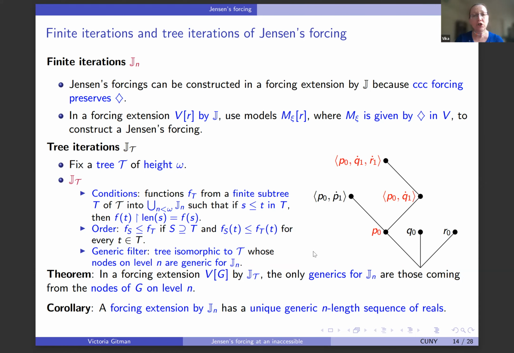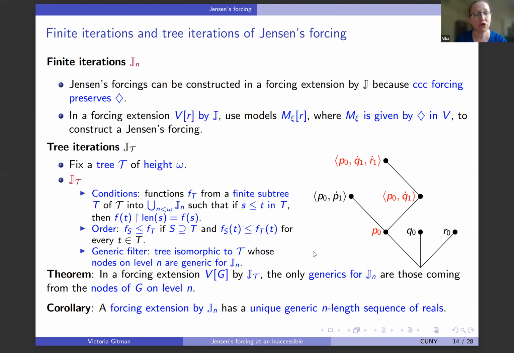But in order to achieve the uniqueness property, you have to be, at least I don't know if it will work otherwise, the way that you do it is you have to be careful about the kind of diamond sequence that you use, meaning the kind of models that you use. So the way that you build the Jensen forcing in the extension is you use extensions of ground models M_ξ given by diamond in the ground. Okay, so it's not completely straightforward, but it works.